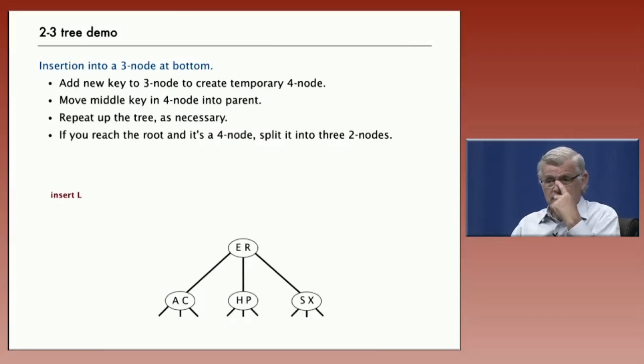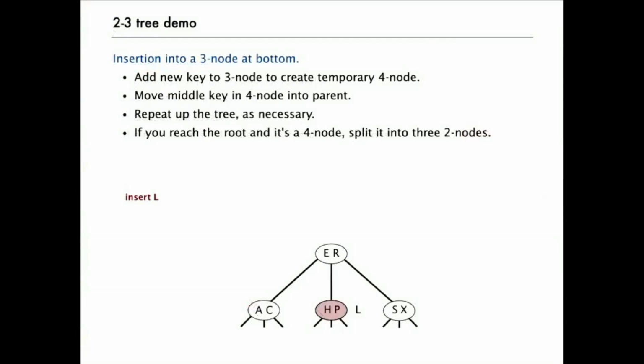So let's look at a double split like that. Say we're inserting L into this tree. It goes down to the middle and winds up needing to be inserted in the 3 node in the middle. So we're going to convert that into a 4 node. Now L's the middle key of that one, so we're going to split that 4 node into 2 nodes and move L to the parent. The 4 node had 4 links, and the 2 nodes have 4 links, so nothing has to be changed below.